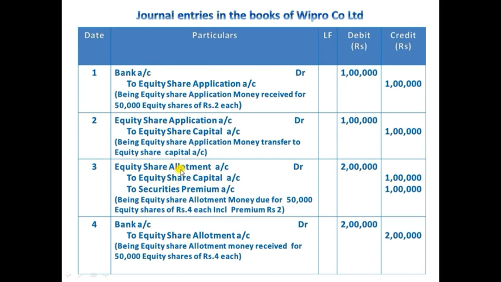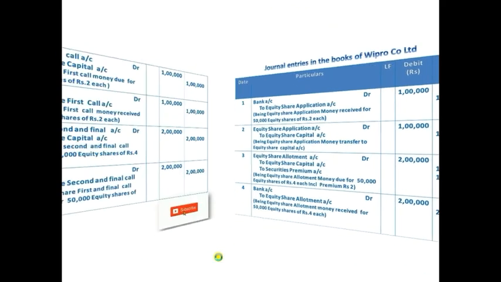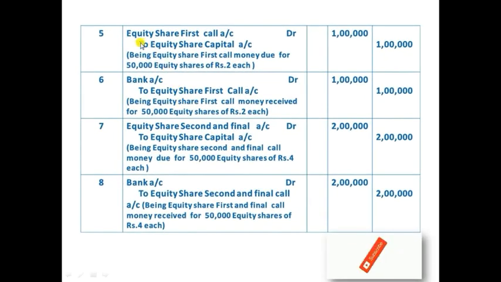So that is the reason for what the company does. The company will first transfer to capital as allotment and to the securities premium. Then the company will receive the second installment from the shareholders. And we should write the narration being equity share allotment money received for 50,000 equity shares of rupees 4 each. Next, let's see the third installment.